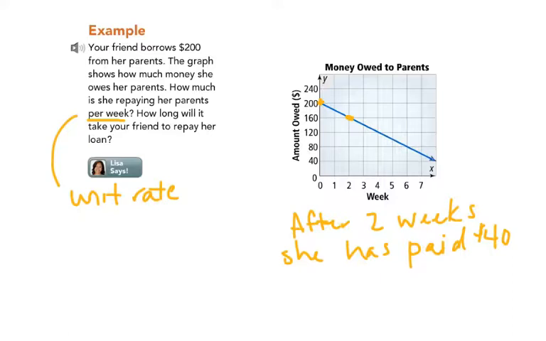So if we're looking for how much she repays per week, you would take that 40 divided by 2, so $40 divided by 2 weeks, if I put the units in there, is equal to $20 per week. So that is the unit rate. She pays her parents $20 per week.